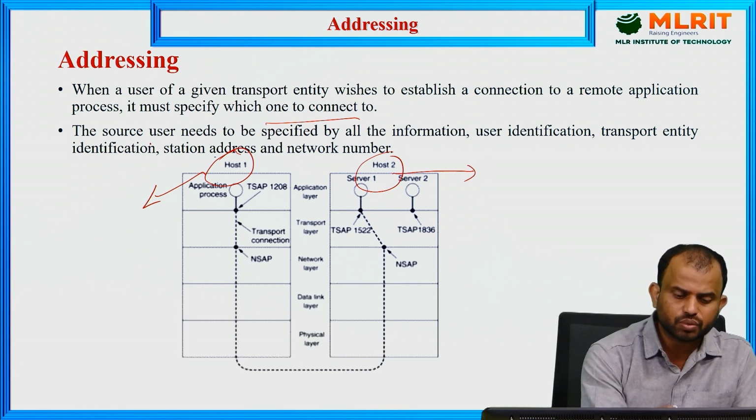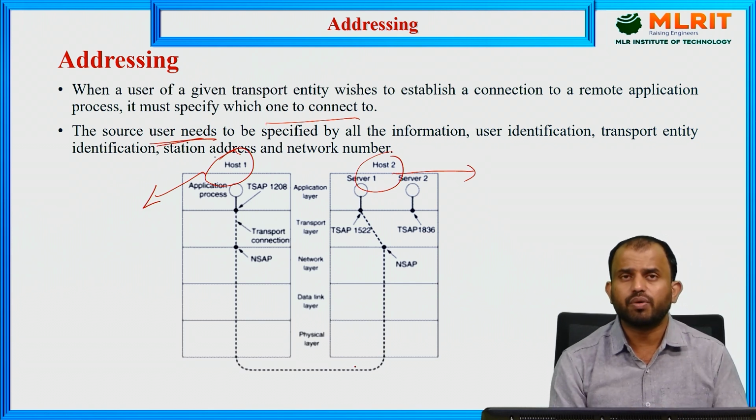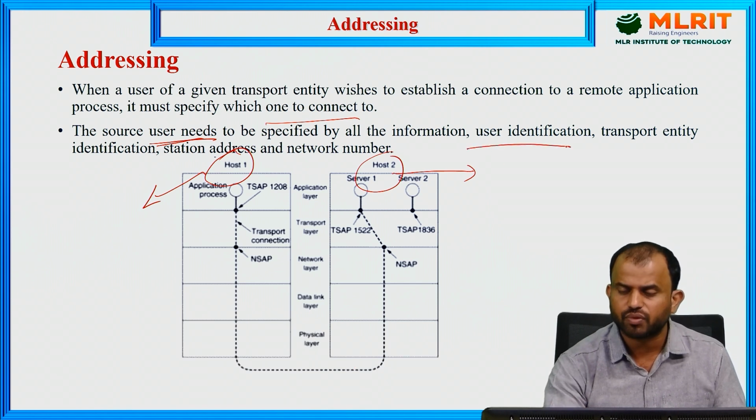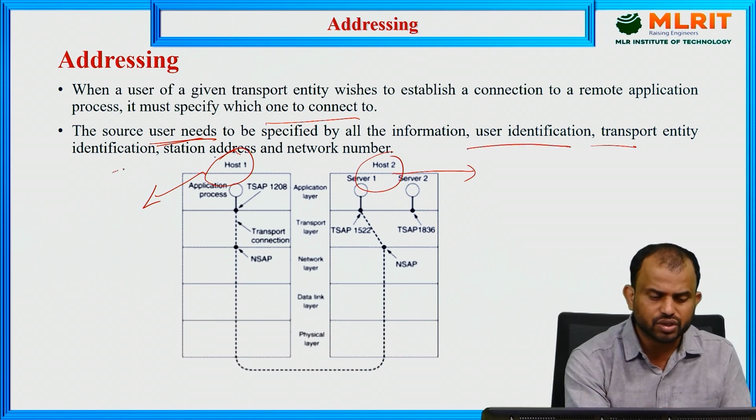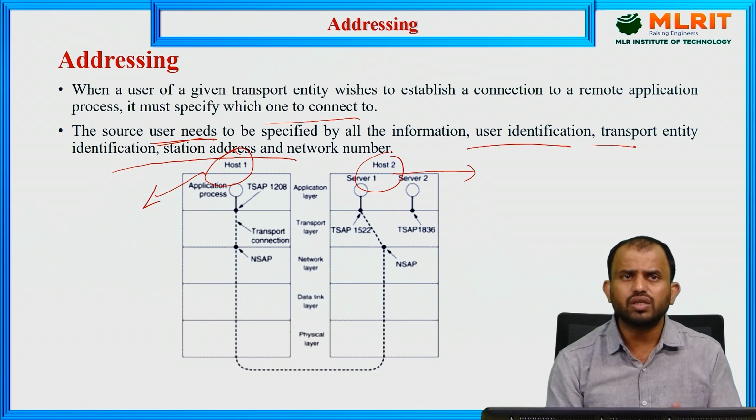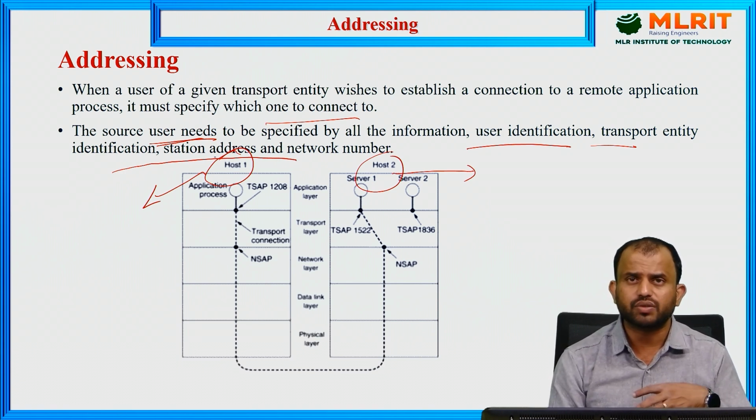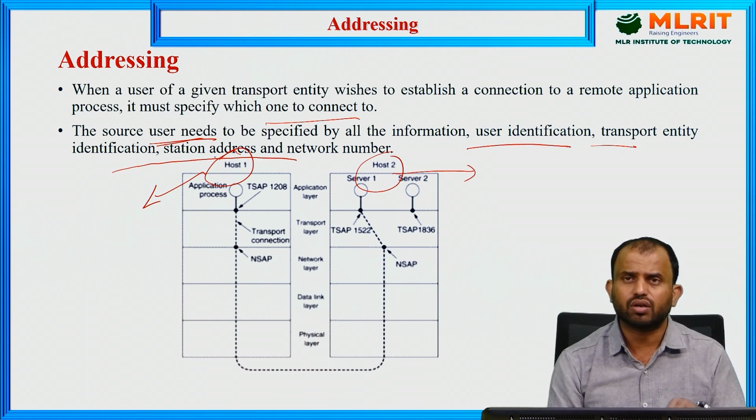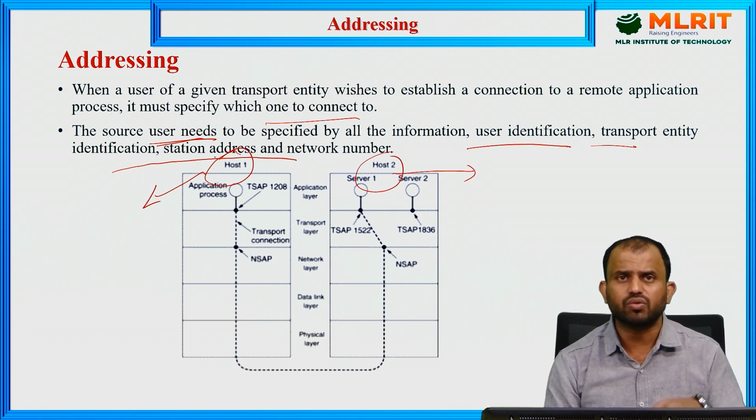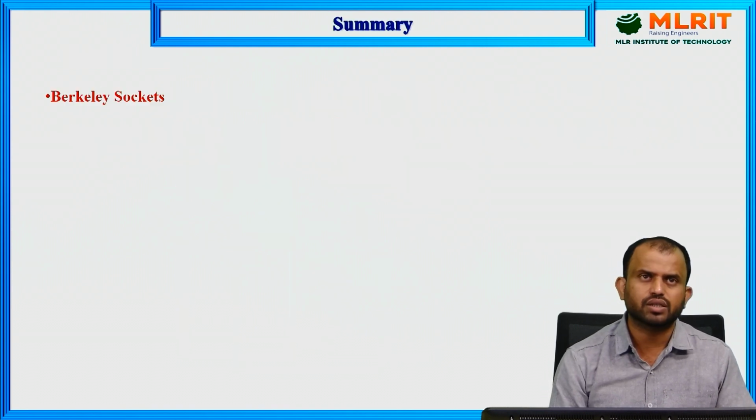So the source user needs to be specified by all the information. That should be a user identification, or a transport entity identification, or a station address, or a network number. All these things are needed while developing the addressing. So for example, host 1 is acting as a user, so it needs specific information based upon the user identification or transport entity, what the network station is, the source station or destination station address, and the port number, which is called the network number. That is what is needed for addressing.